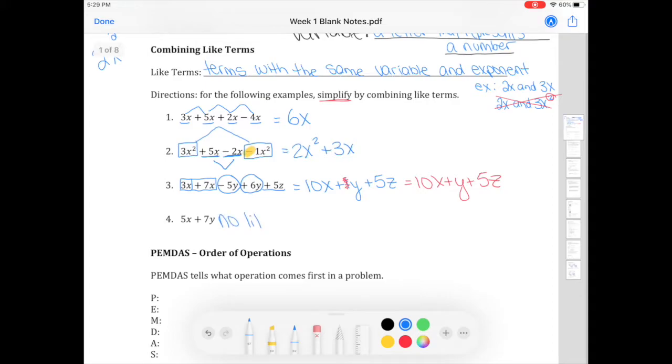All right, and then our last combining like terms example is a 5x plus a 7y. There are no like terms to combine here. Because there's no like terms, I can't simplify it. This actually is your answer. Just kind of a trick question in there. They do have the same exponents, but not the same letter.